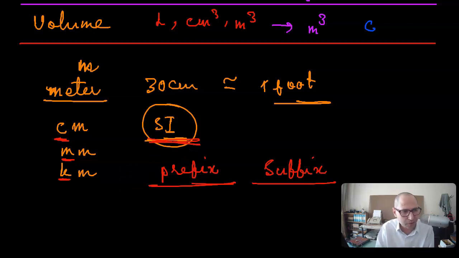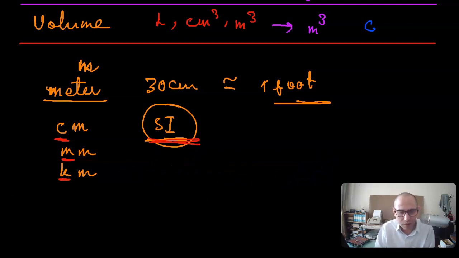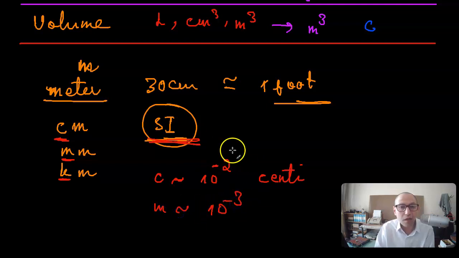So that's a prefix. And then these prefixes have simple mathematical meanings. For example, a centi corresponds to 10 raised to the power negative 2, right? That's a centi. A milli corresponds to 10 raised to the power negative 3. I'll show you what that means. That's a milli. And then a kilo corresponds to 10 raised to the power 3.